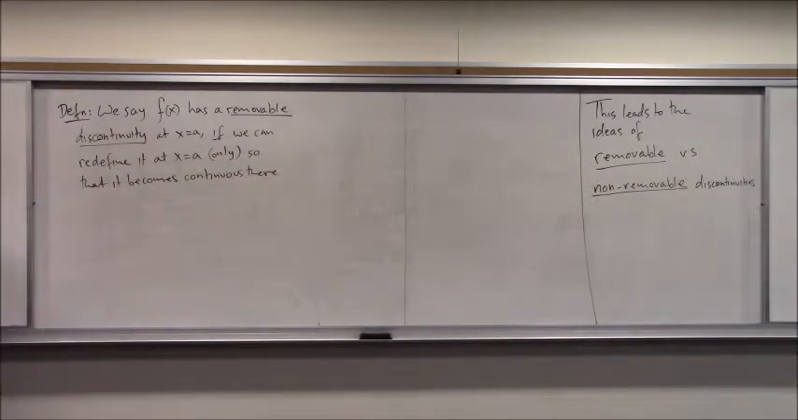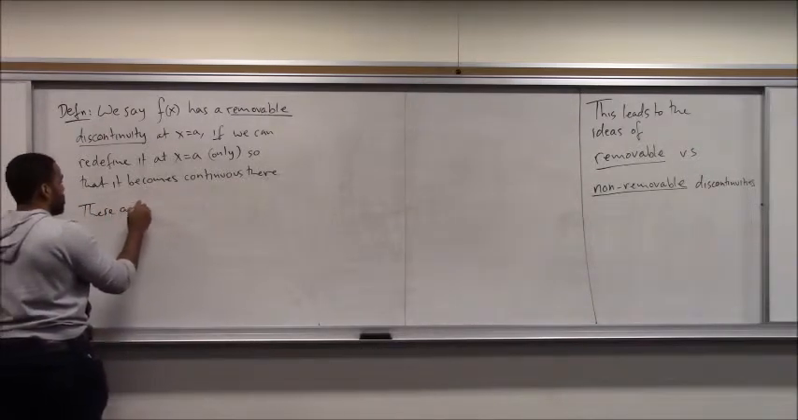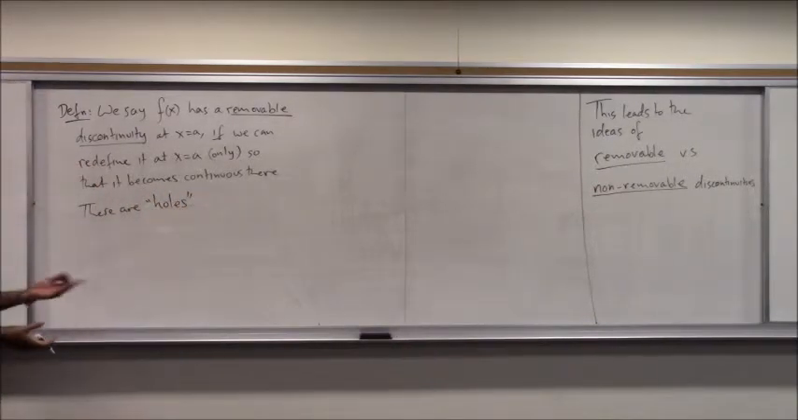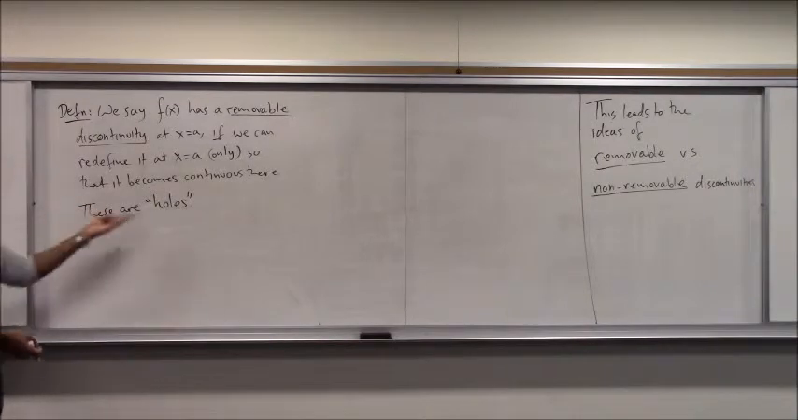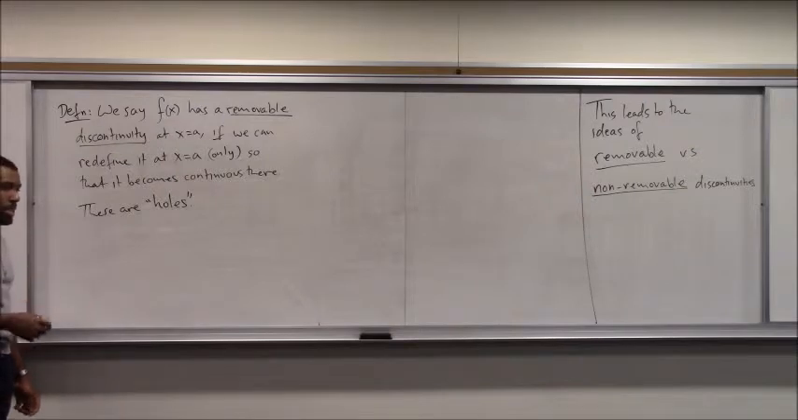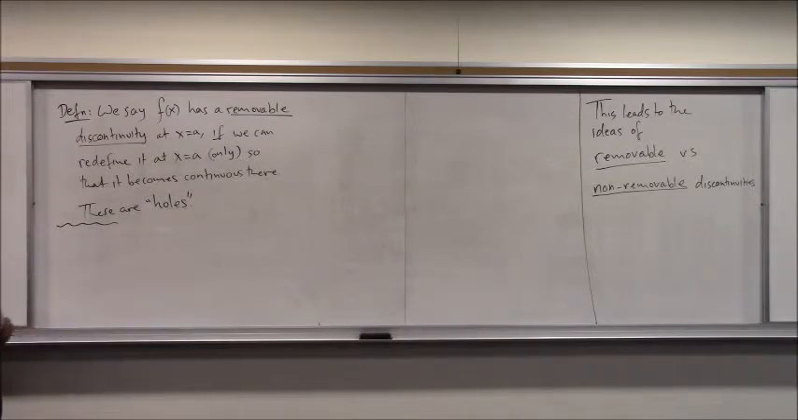This is the idea of a removable discontinuity. These are what we call holes on a graph, right? On a picture that has a removable discontinuity, you will literally see a hole in the graph. That's how you know a discontinuity is removable. It's basically a discontinuity that's just a single hole. There's a single point that's out of place, and you just need to fill in that point. This is called a removable discontinuity. So those are called holes.